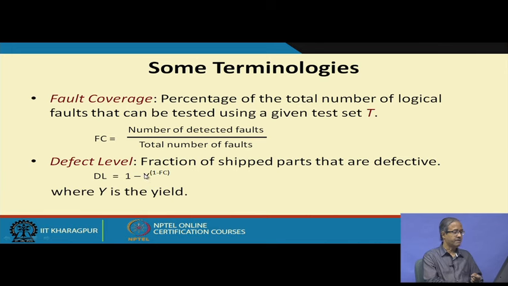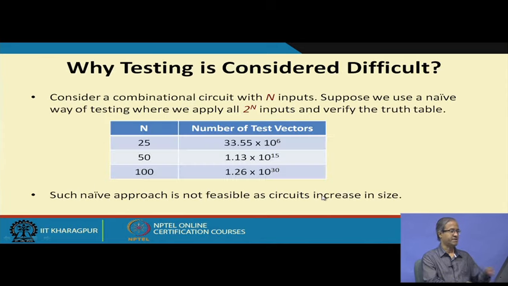fabricated which are good. So, out of them 1 minus FC will be that fraction of the chips whose faults are not being covered. Okay? So, this is a factor which tells you what is the proportion of the chips in which you cannot detect a fault, but you have declared it as good. So, if FC is 1, which means all the faults have been detected, DL will be 1 minus 1, that is 0, right. If FC equals 1, this will be Y to the power 0, which is 1. Okay. So, this is sometimes used to measure this fraction of shipped parts that are defective.